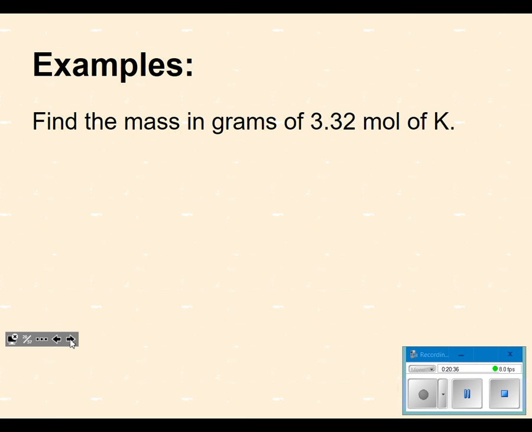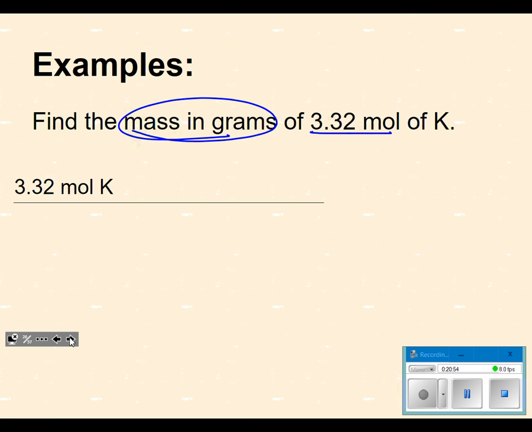Okay? So if I wanted to find the mass in grams of 3.32 moles of potassium, which is K, I start off with my moles. I'm trying to find my mass in grams. So I'm going to do some dimensional analysis, and I start with what I'm given. If moles is on top, then my next conversion has to have moles on the bottom. Well, I know that I can look up the gram value for potassium on the periodic table. So when I look that up, that will round to 39.1 grams in a mole.